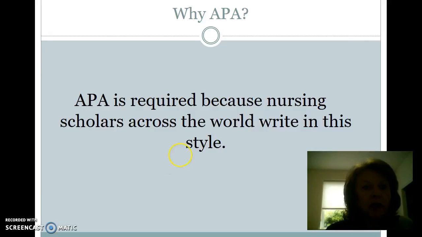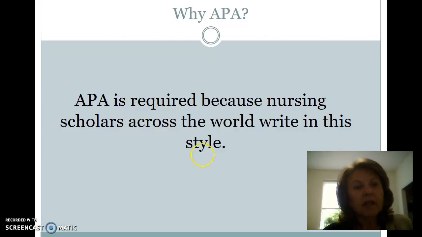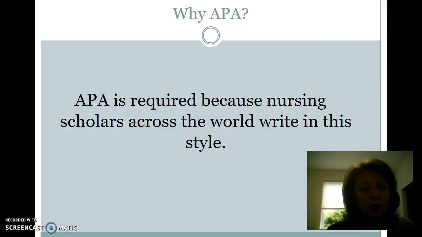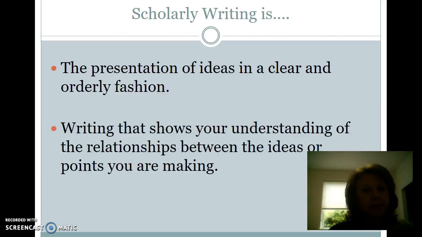A question I usually get asked by nursing students is, why in the world do we need to use APA? What's the big deal? And simply, the answer to that question is that it's the standard in our profession. As nurse scholars around the world write for publication, as students in nursing schools across the country write papers and assignments, it's just simply that this one style of formatting and writing has been adopted by our profession.